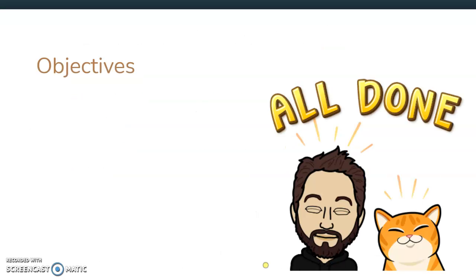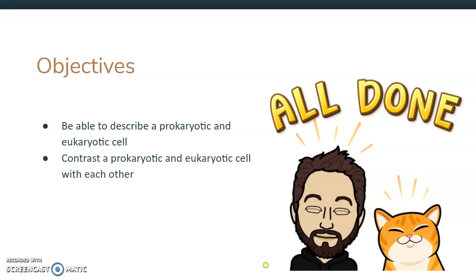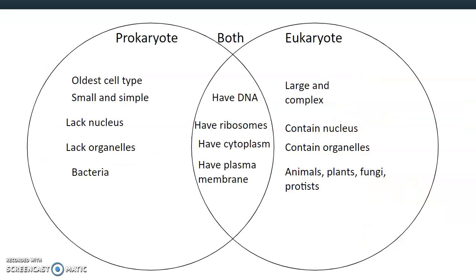Our objective was to be able to describe a prokaryotic and a eukaryotic cell and contrast the two. And our Venn diagram does them perfectly. We are able to describe each one of them by listing these things on this side and things in the middle. So I hope that was pretty clear and straightforward.